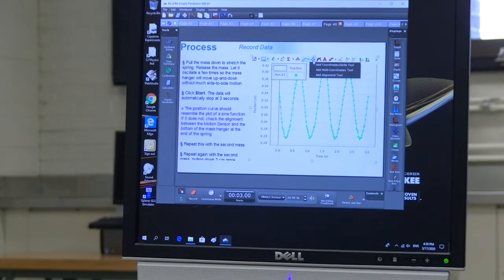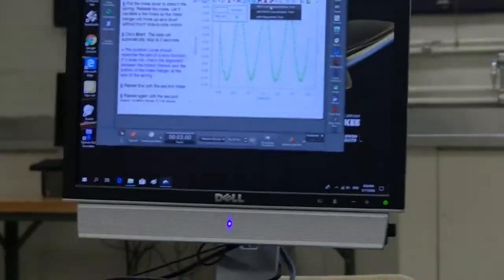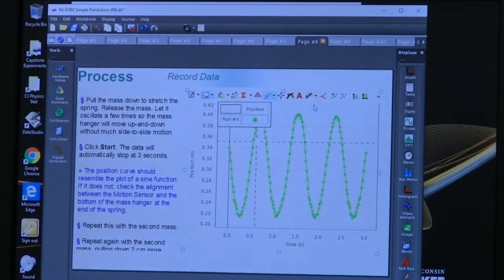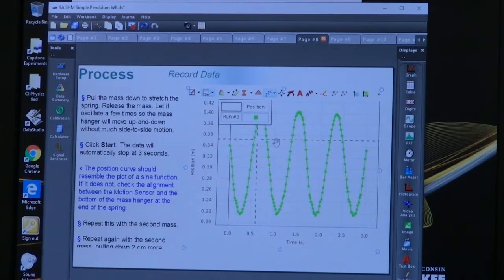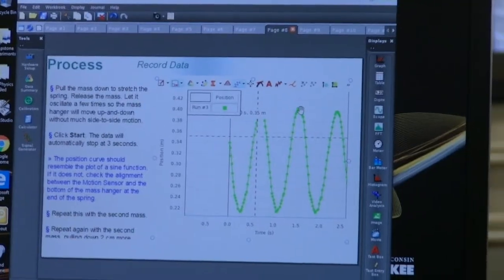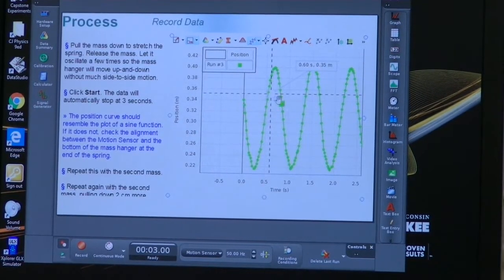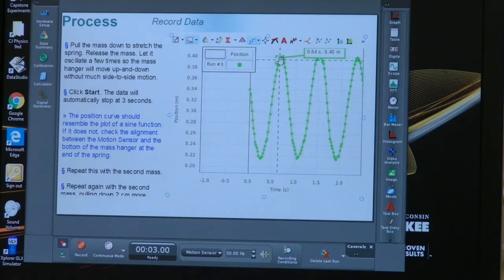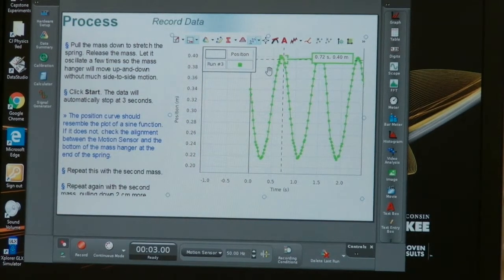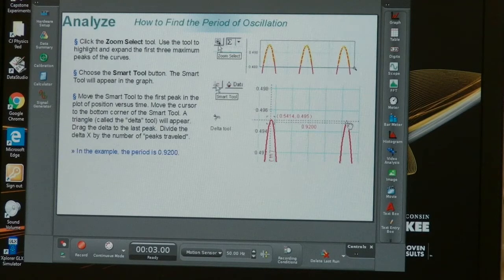So this is the crosshair. Then we should click on add coordinates or delta tool. Then we can select the two peaks. One of them is here. So you can find the horizontal distance between two peaks, and since the horizontal axis is time, that should give us the period. And then after measuring the period, we repeat the experiment with the heavier mass and do the same thing.